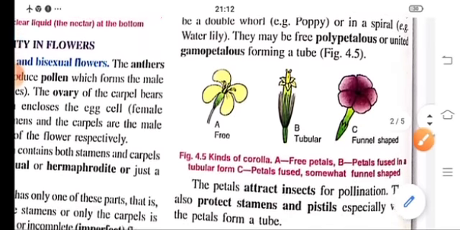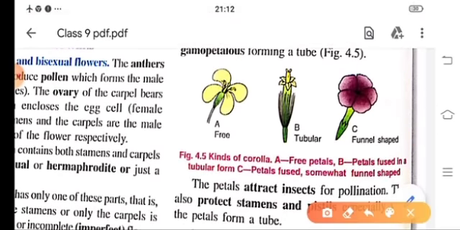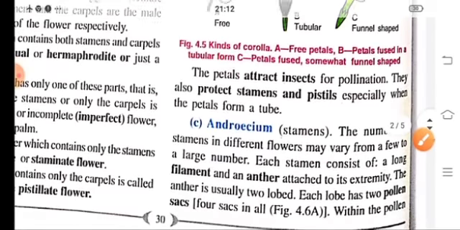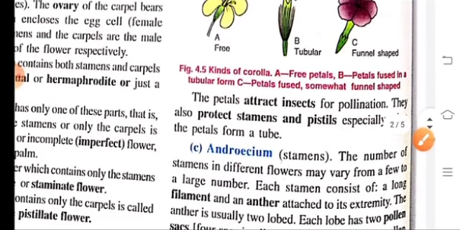Like here, see free petals. Again, we can easily count these petals. So this is polypetalous. And fused together, see here, tube-like structures are formed by the petals. So they are fused together and it is a gamopetalous condition. Here see also, this is also showing gamopetalous condition. Now the function of these petals is to attract the insects for pollination. They also protect the stamens and pistils when the petals form a tube-like structure.